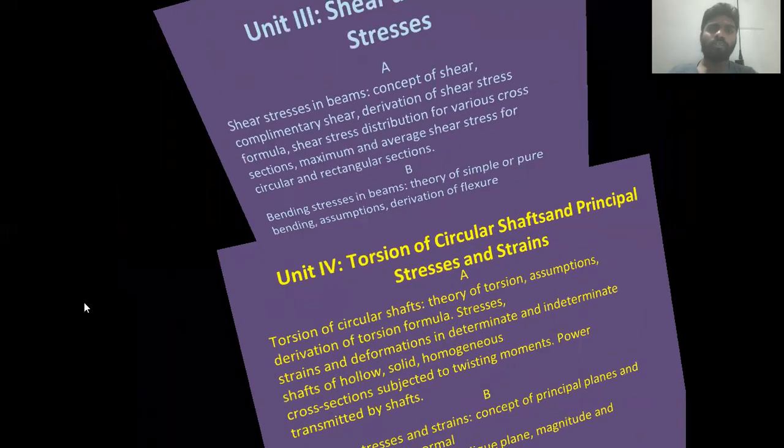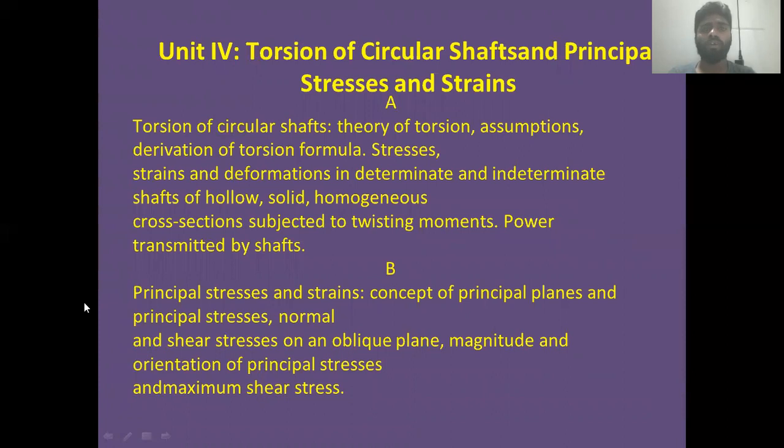Okay, so next in the fourth unit we are going to study torsion of circular shafts and principal stresses and strains. So there are two sections as well. In the first section we are going to study torsion of circular shaft. In that, theory of torsion. What is the theory of torsion? What are the assumptions? Derivation of torsion formulas, stresses, strains, and deformation, determinate and indeterminate shafts of hollow, solid, and homogeneous. What do you understand by hollow? It is hollow in between. Okay, from inside.